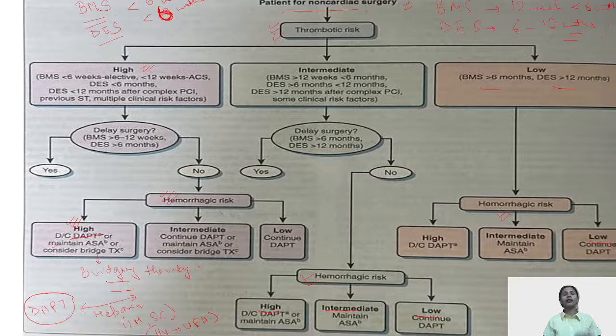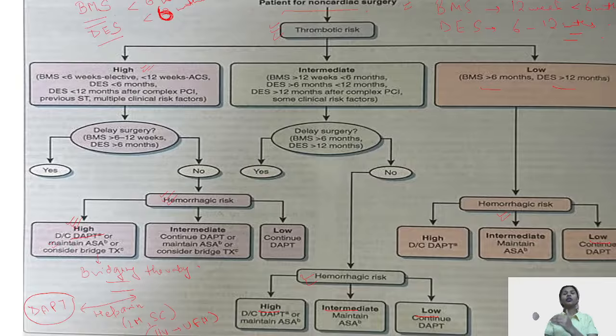If the thrombotic risk is very high, delay the surgery if possible. If the surgery cannot be delayed, then judge the hemorrhagic risk. If it is a high hemorrhagic risk, go for bridging therapy. If it is an intermediate hemorrhagic risk, you can continue with your dual antiplatelet therapy or the bridging therapy. If it is a low hemorrhagic risk, then you can continue with your dual antiplatelet therapy.